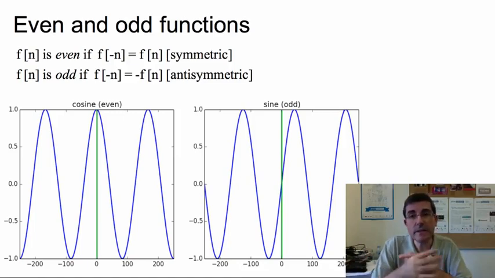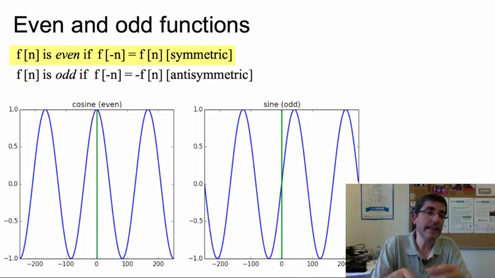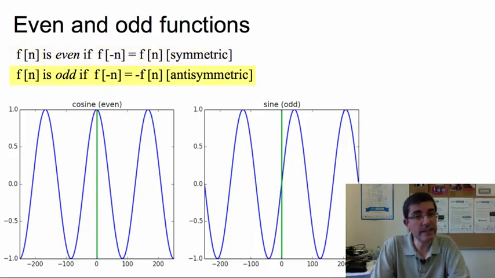Another mathematical concept that will appear in our signal analysis operations is the one of even and odd functions. A function is even if f of minus n is equal to f of n. So that is what we call a symmetric function. An odd function is when f of minus n is equal to minus f of n. And this is what we call an anti-symmetric signal.